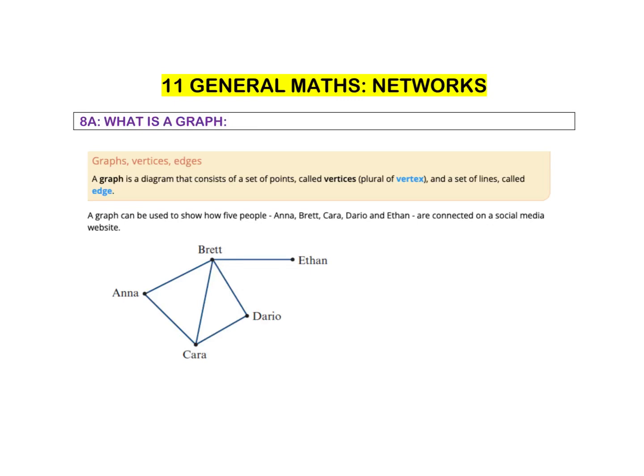All right, so our next topic is networks. Networks are generally a type of graph, and we're going to look at it. With this graph, we have things called vertices. The vertices are the dots on this graph.